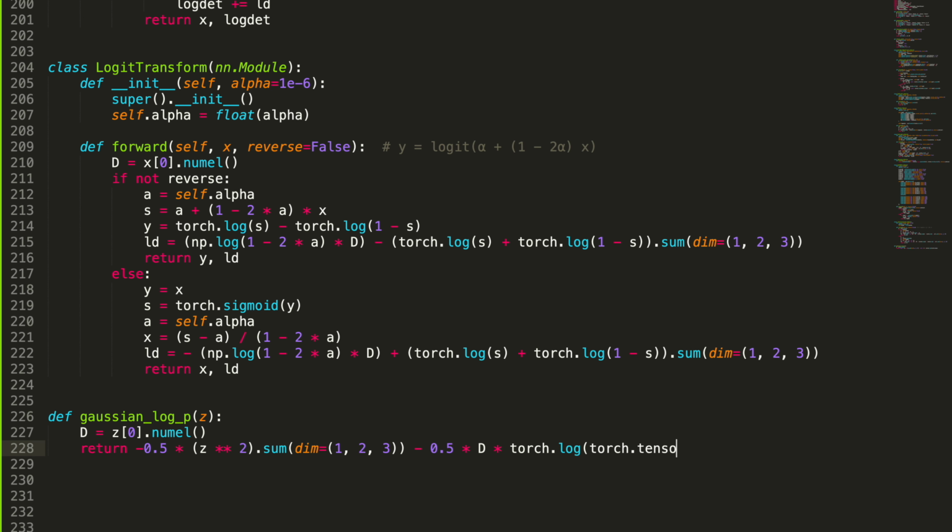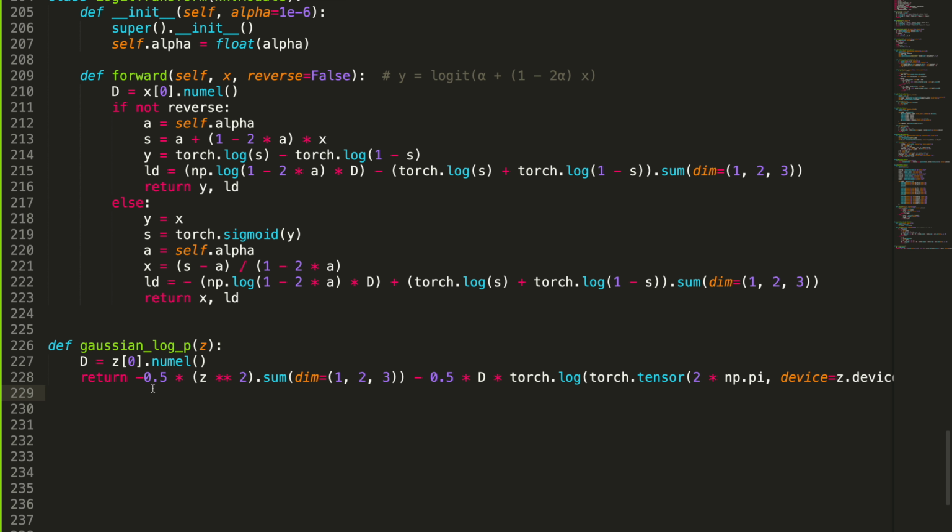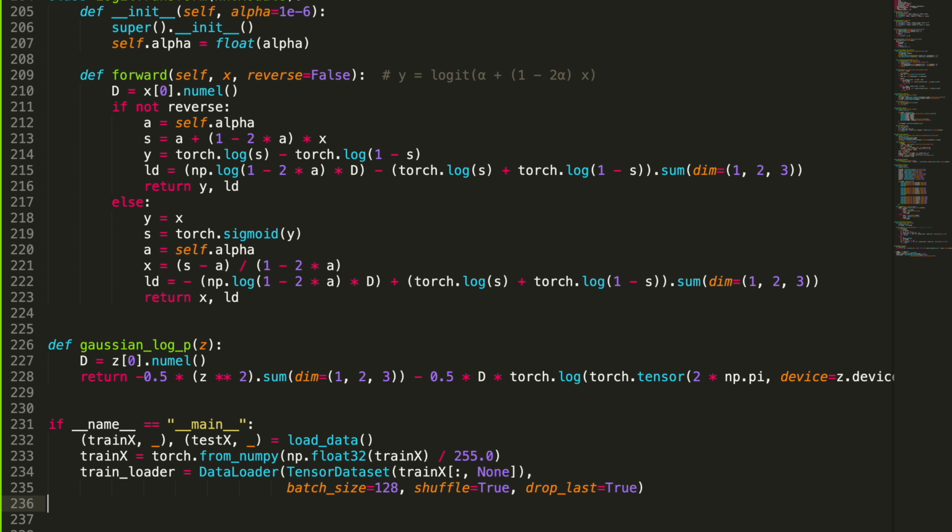Okay, so once this is done, maybe a last helper we need is a Gaussian log P. Basically for training, we'll map the data to latent space. Then we need to compute the log determinant of the transformation, but also the log probability of the latent Z, and therefore we need this function to compute the log probability. Okay, and now we can finally put everything together and start training.